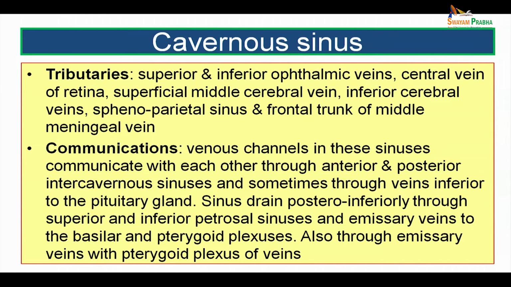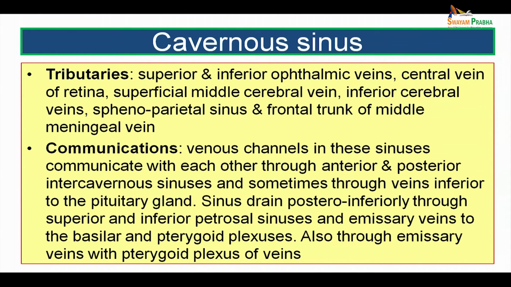The blood which it thus collects from these tributaries, where does it go to? These are the communications that the cavernous sinus has. Venous channels in these sinuses will communicate with each other through the anterior and the posterior intercavernous sinuses. These sinuses are nothing but connecting channels between the two cavernous sinuses of either side.